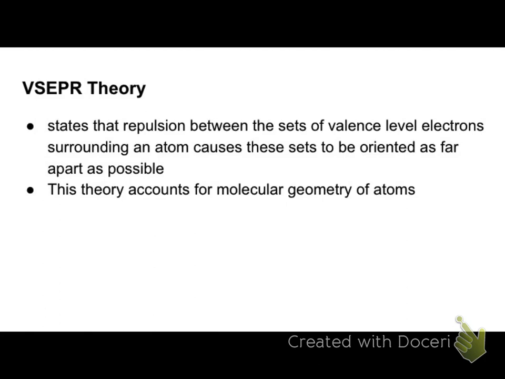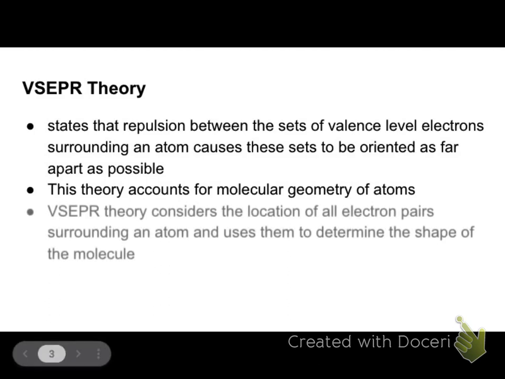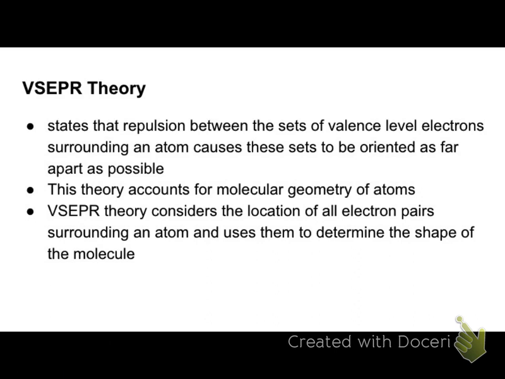This theory accounts for molecular geometry in atoms, okay? And it considers the location of all pairs of electrons surrounding an atom. So not just the pairs that are involved in the bonds, but it also considers the location of lone pairs, okay? Because they still exhibit repulsion forces on other electrons, even if they're not part of the bond. So they will affect the orientation of atoms around each other. So they're going to affect molecular geometry.